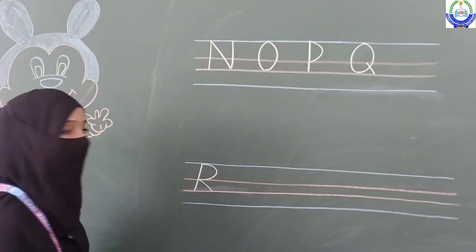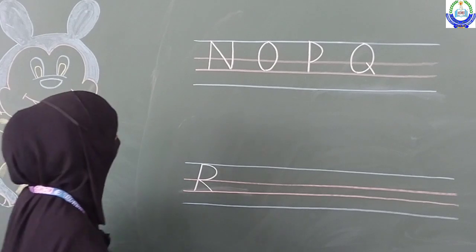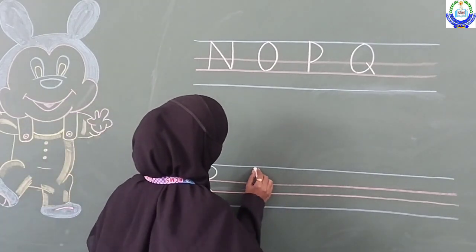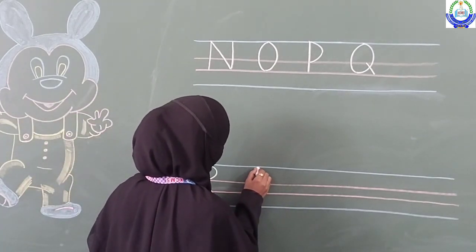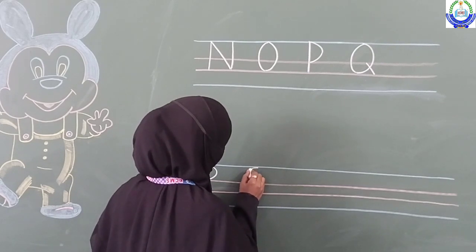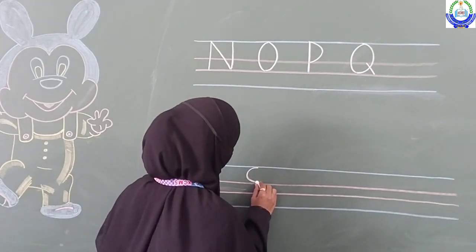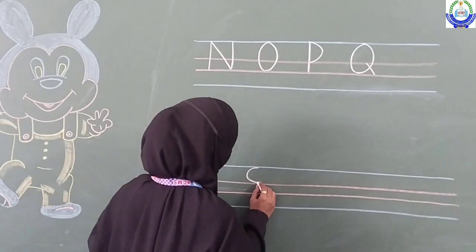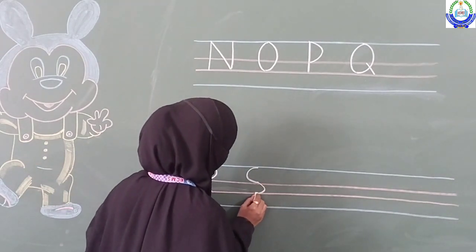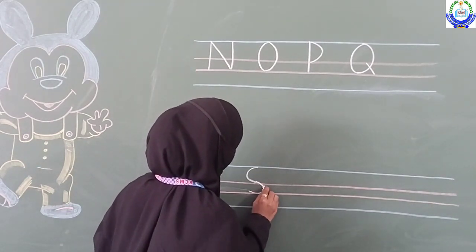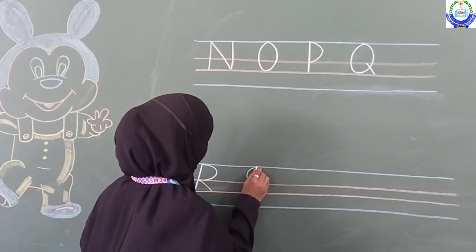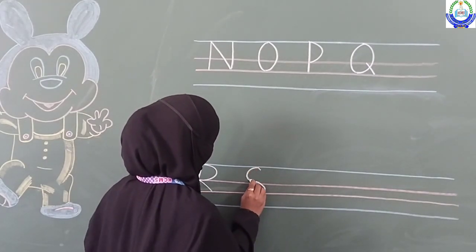This makes capital R. Okay, after R comes S. For making S, we have to draw a small curve from the right side and again from the left side. This makes S. Okay, see, like this.